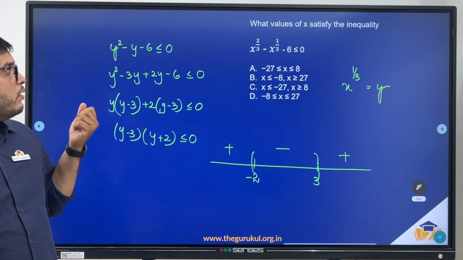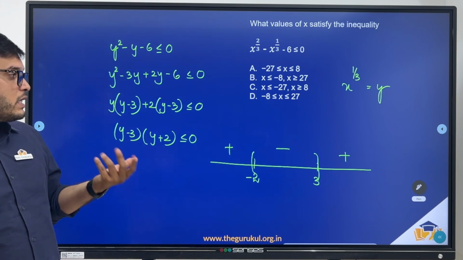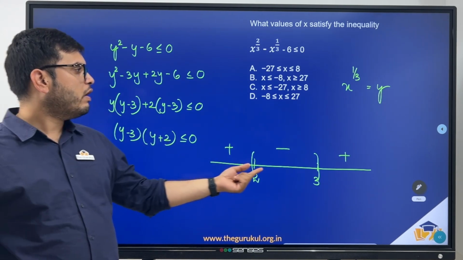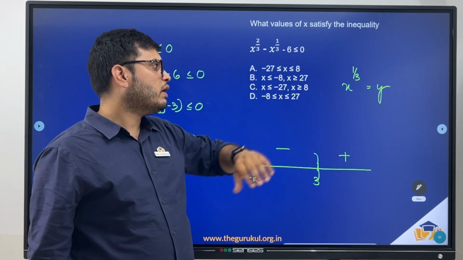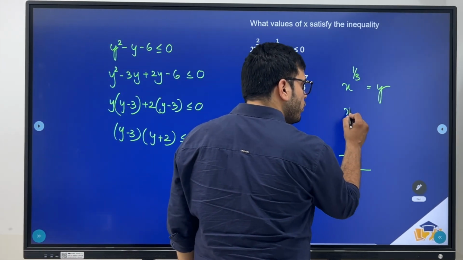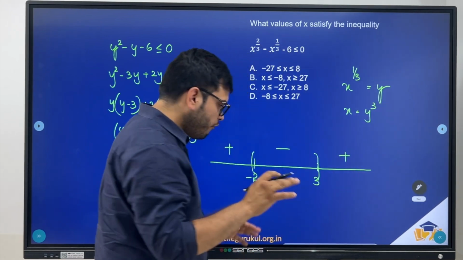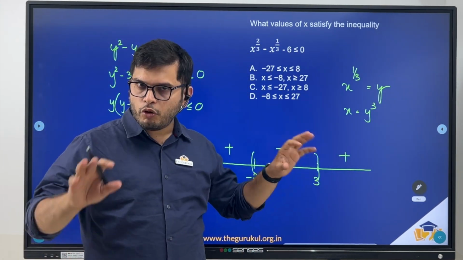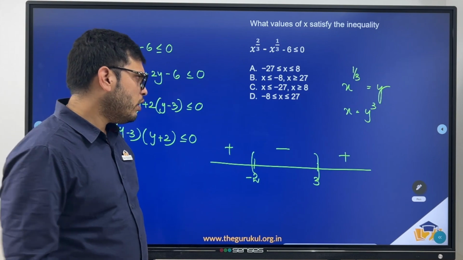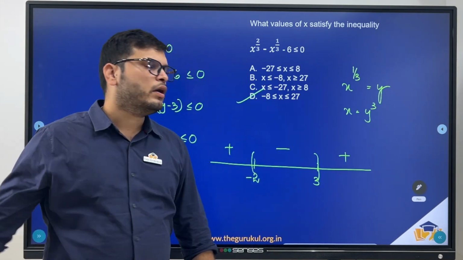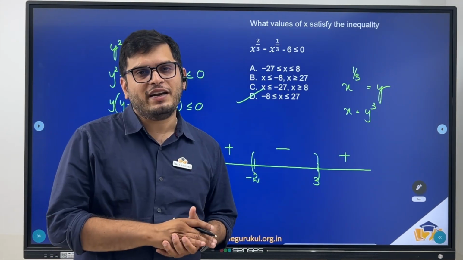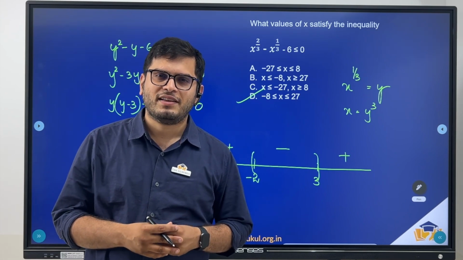So we are asked to find the values of x. Now we have the values of y. We have considered x power 1 by 3 is equal to y, or x is equal to y cube. Now if y lies between minus 2 and 3 both included, the value of x lies between minus 8 and 27. Hence option D should be the answer to this question.